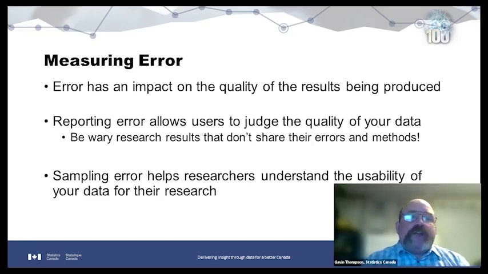Okay, so measuring error. Error has an impact on the quality of the results being produced. Reporting error allows users to judge the quality of your data and be wary of research results that don't share their error and methods. I'm going to talk about this one in a second. And then sampling errors are going to help researchers understand the usability of your data for the research. Now, what's important here is this idea of reporting error.